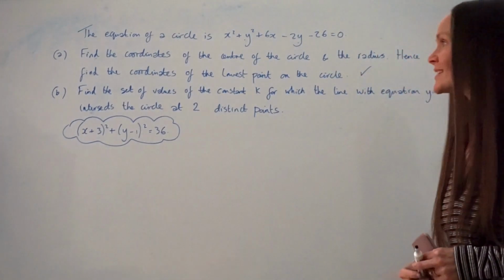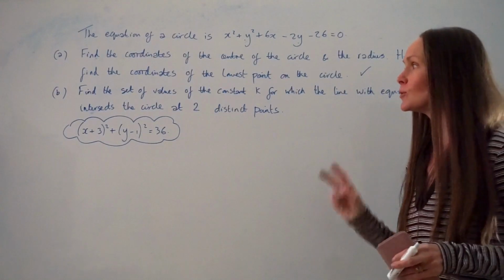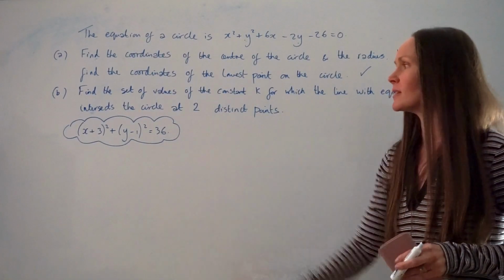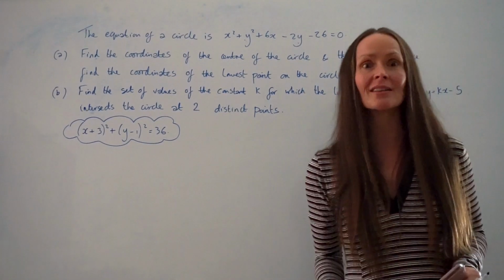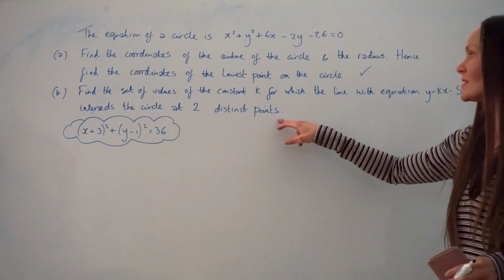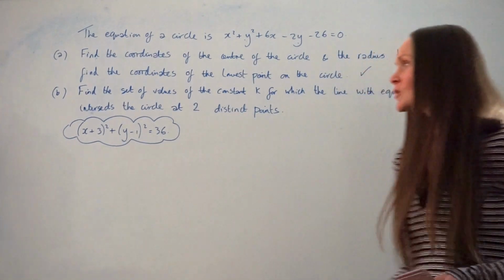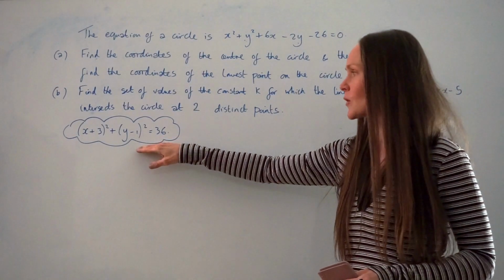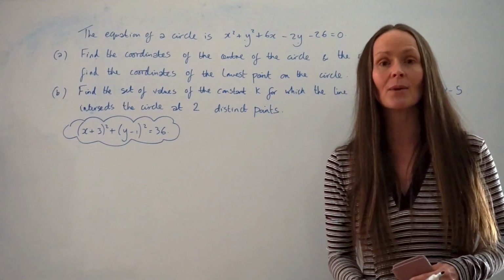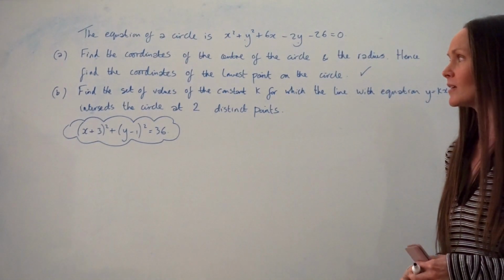So in part B, it says find the set of values of the constant k for which the line with the equation y = kx - 5 intersects the circle at 2 distinct points. I've just rewritten the equation of the circle here in completed square form from earlier. Because the circle and the straight line intersect at 2 distinct points, I know that the discriminant has to be greater than 0. So I'm going to solve the simultaneous equations using the equation of the straight line and the equation of the circle, and from the resulting equation, I'm going to find the discriminant. Then I'm going to put it greater than 0 and solve the inequality to find k.